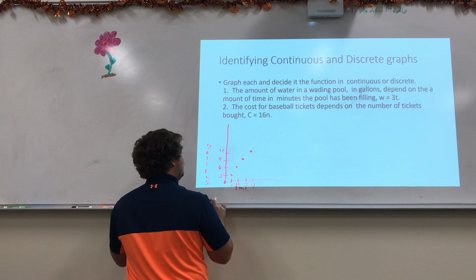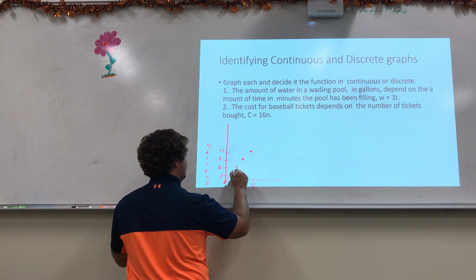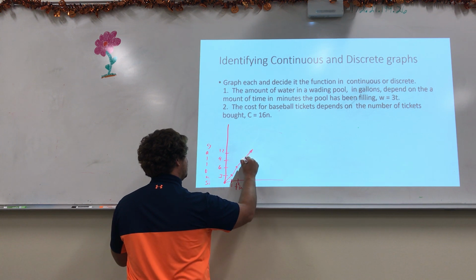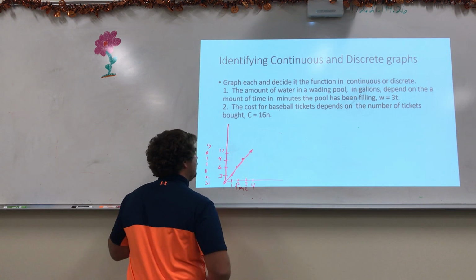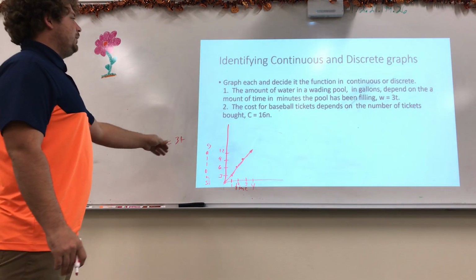Okay, now, could I stop it in between time here? Yes, and there'll be a proportion of what's in there. Obviously, this should be a straight line. So, this one, I would say, is going to be a continuous graph.